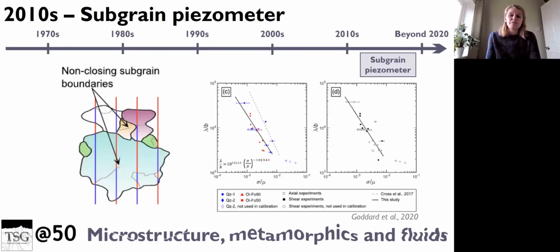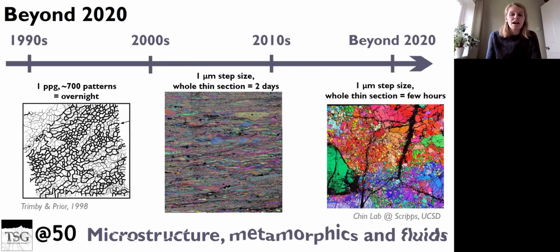We have also seen a development of grain-size piezometers from the 70s, and this has now progressed to include subgrains, like these ones produced by Hans Goddard. And improvements to EBSD detectors have allowed progression from 1 point per grain and about 700 points overnight to mapping of whole thin sections at 1 micron step size in just a few hours. With these new techniques and the equipment, who knows what we'll be able to achieve beyond 2020.